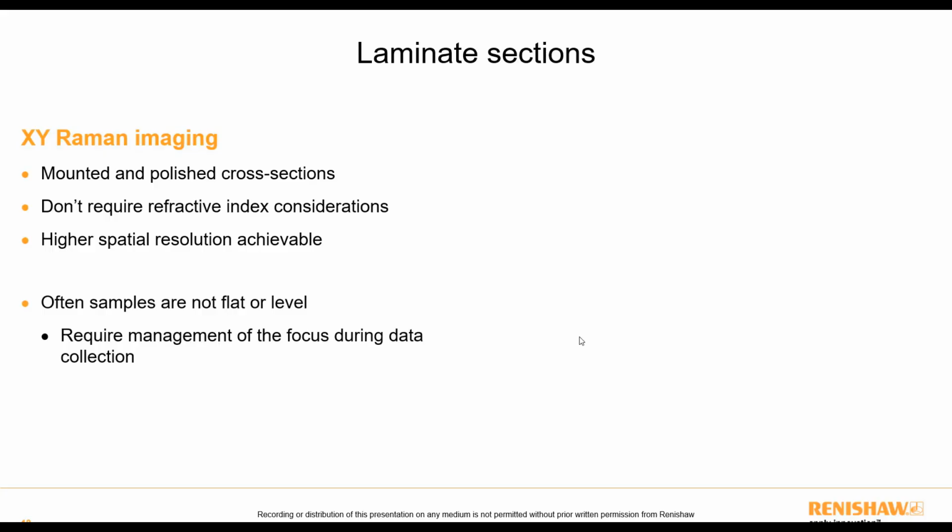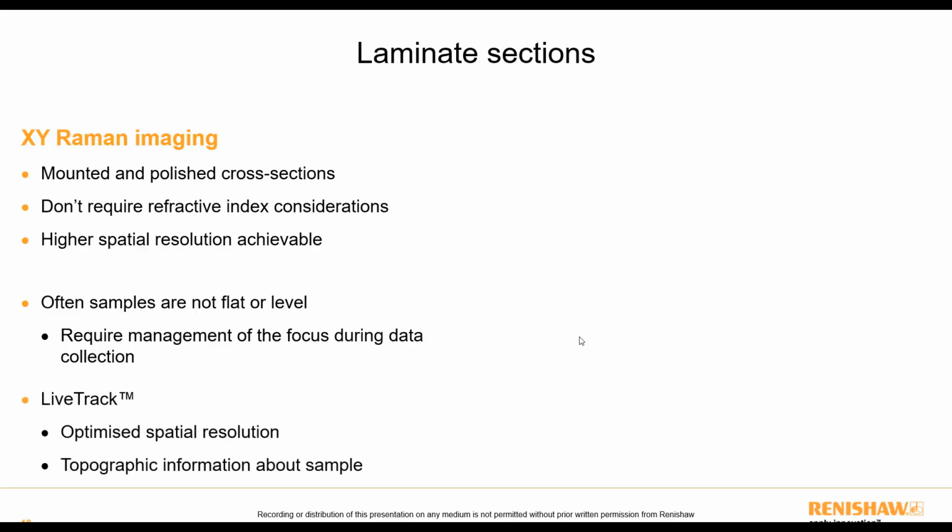When we do this type of work, often the samples aren't flat or level. So even if they're polished and mounted, the way it's been polished and the way it's presented to the system often means that it's not perfectly flat, especially given that we're using high magnification objectives here with a very small depth of field of only a few micrometers. That means that we often have to focus the sample during data collection. And we do this using live track in the InVia Qontor Raman system.